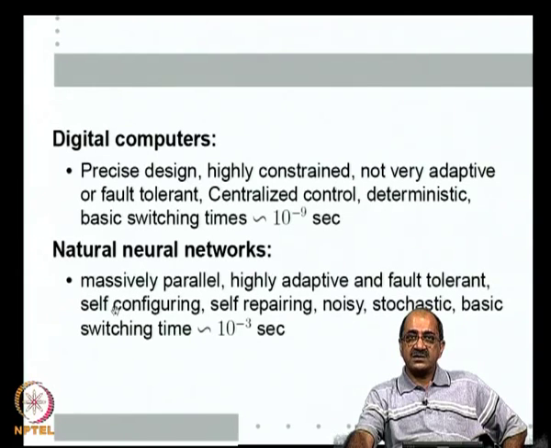Whereas natural neural networks are massively parallel, highly adaptive and fault tolerant. Neurons keep dying. We do not have many bone marrows where new neurons are made. With current knowledge, we think that at most a very small fraction of neuron regeneration happens, and most of the neurons that we are born with only die. But in spite of it, we have a lot of adaptation and fault tolerance. They are self-configuring, self-repairing, noisy, stochastic, and have basic switching times of only 10 to the power minus 3 seconds. The switching times are milliseconds.